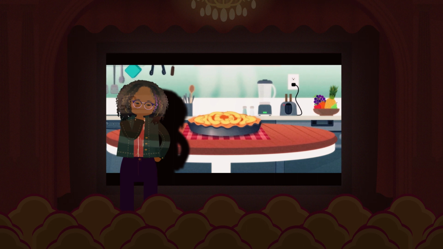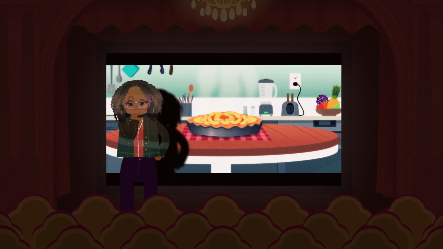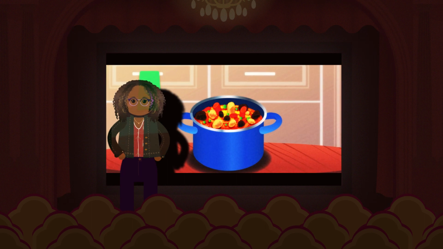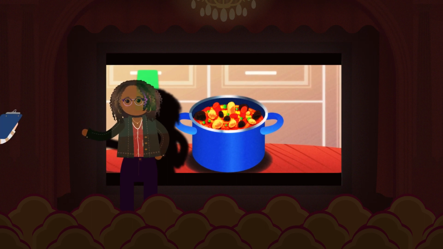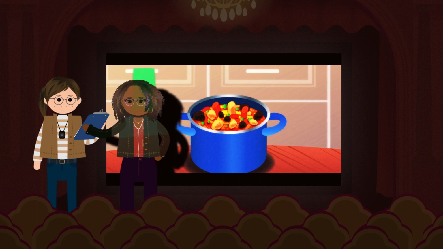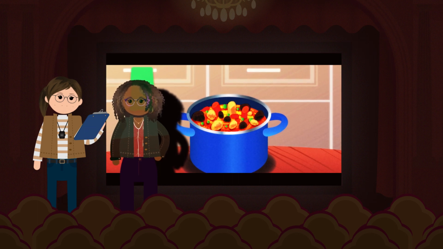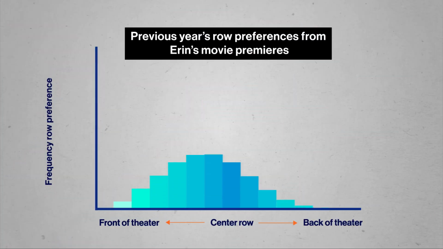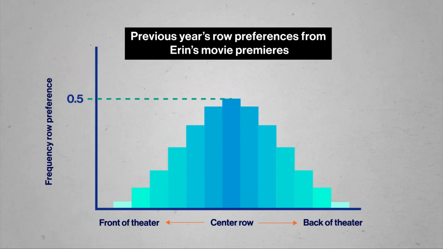And if we plot the probabilities again and focus on rows this time, that will change the heights of our bars. Erin is expecting at least 100 guests and wants to make a seating chart. So she asked her assistant to pull some old survey data from her past movie premieres to figure out everyone's row preference. When we plot the data, it looks a lot different than our example from before.